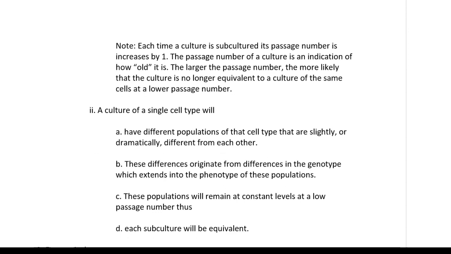Each time a culture is subcultured, its passage number is increased by 1. The passage number of a culture is an indication of how old it is. The larger the passage number, the more likely that culture is no longer equivalent to a culture of the same cells at a lower passage number. This is something that we covered in the previous video in more detail.